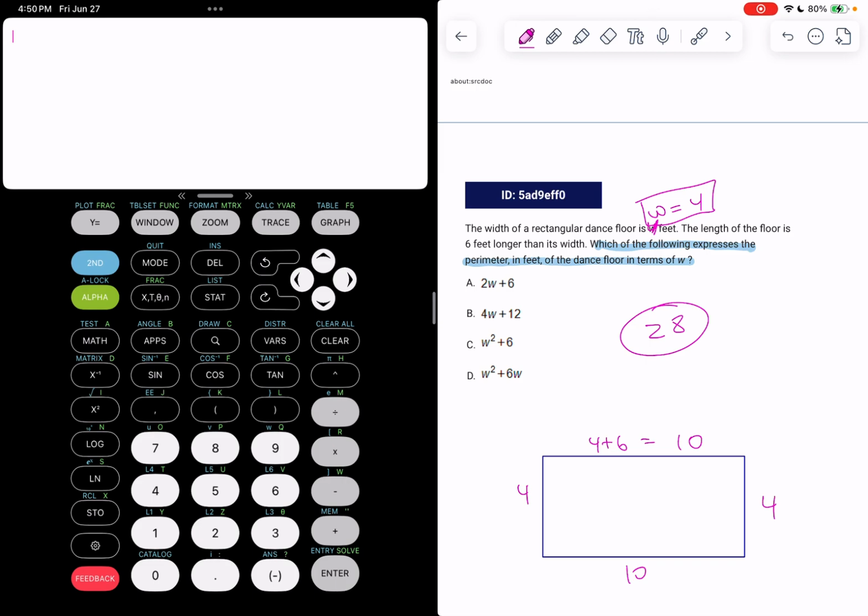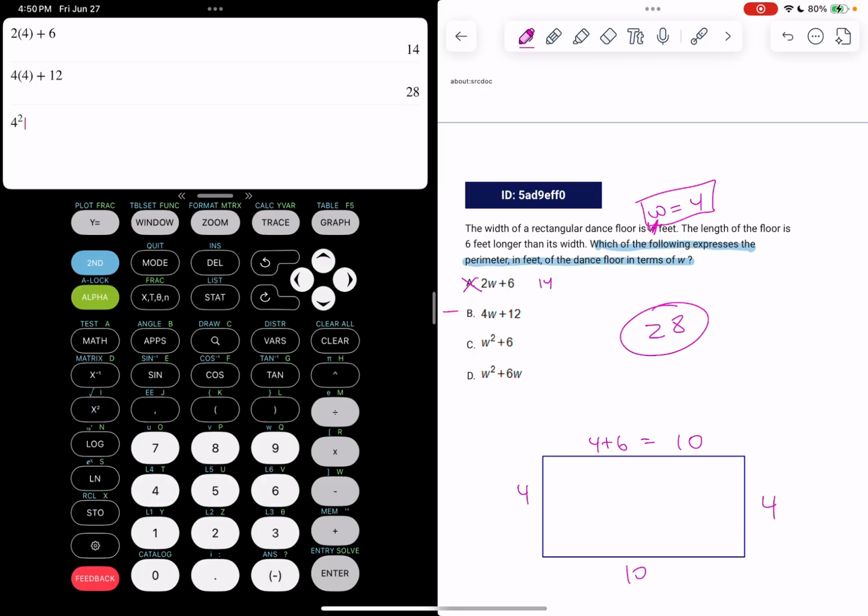So looking at answer choice A, that'll be 2 times 4, our W, plus 6. It gives us 14, not what we're looking for. The next one is 4 times 4 plus 12. Well, that gives me 28. That's what I'm looking for. Should I try the other answer choices? Absolutely, positively, yes. Because what if another one gives us 28? We don't know yet.